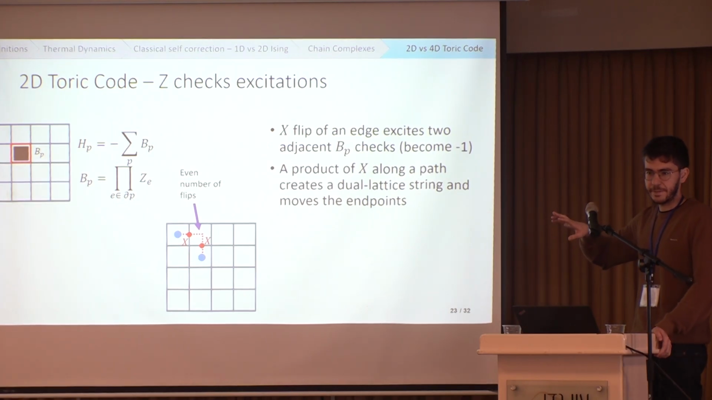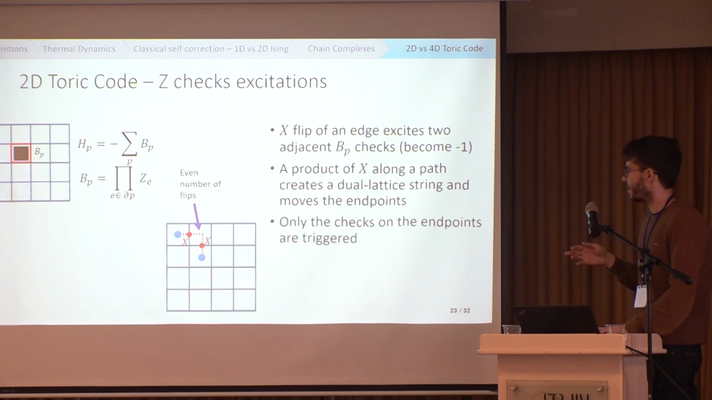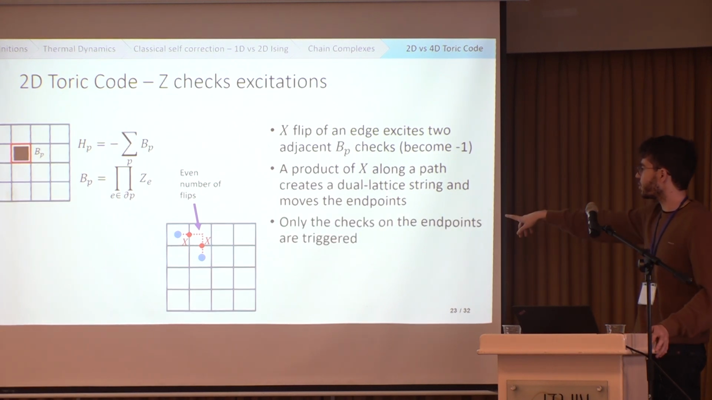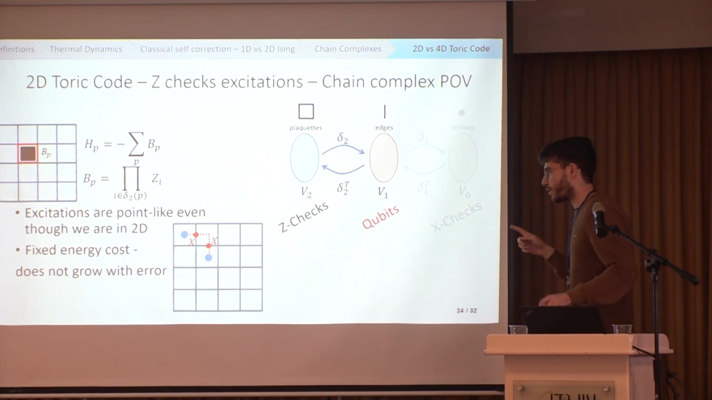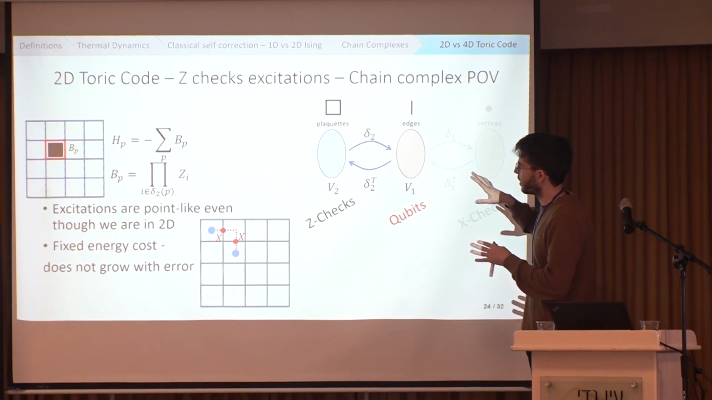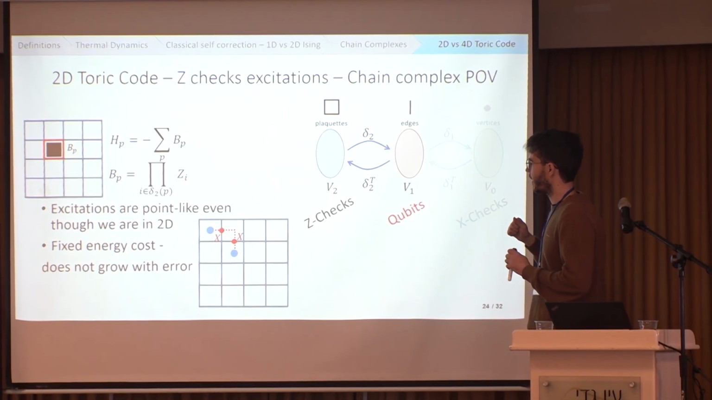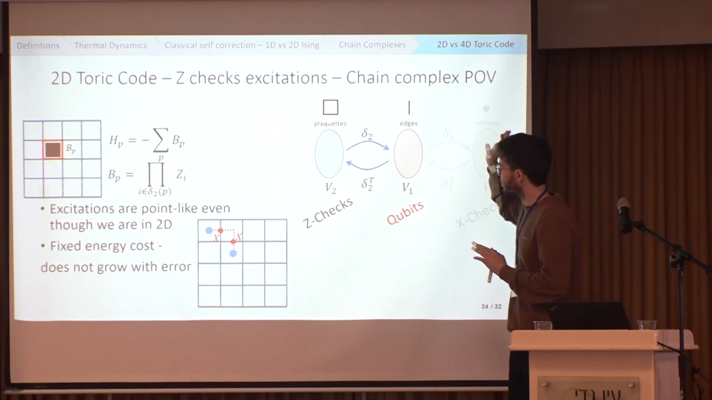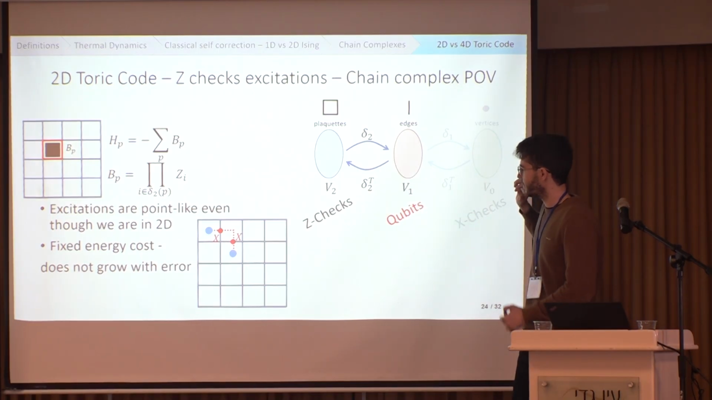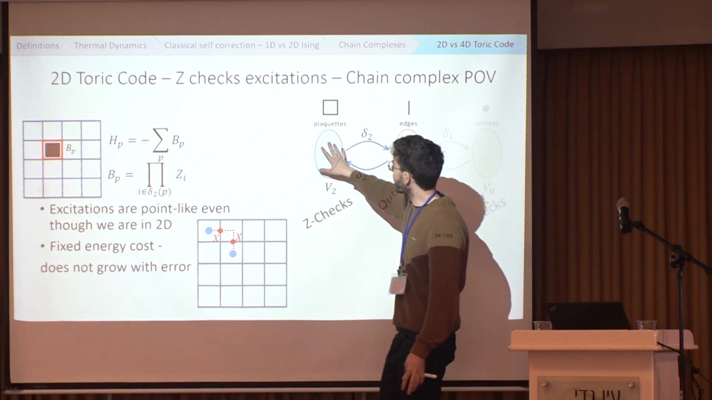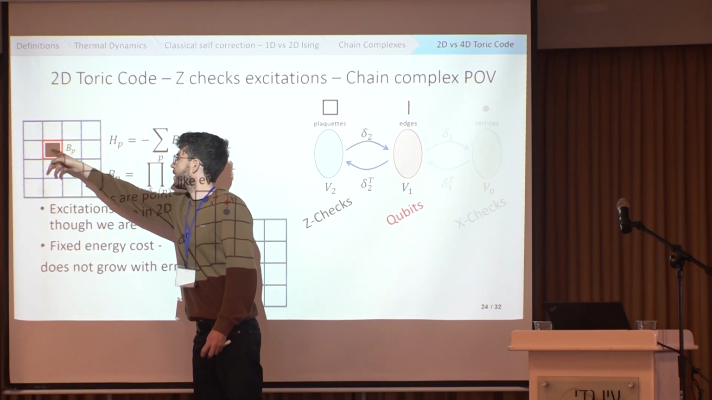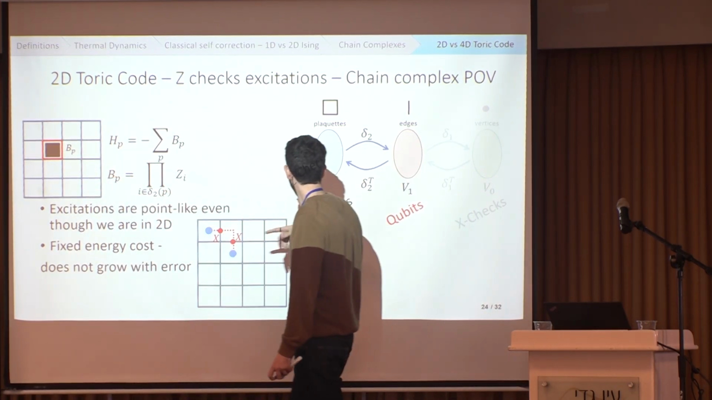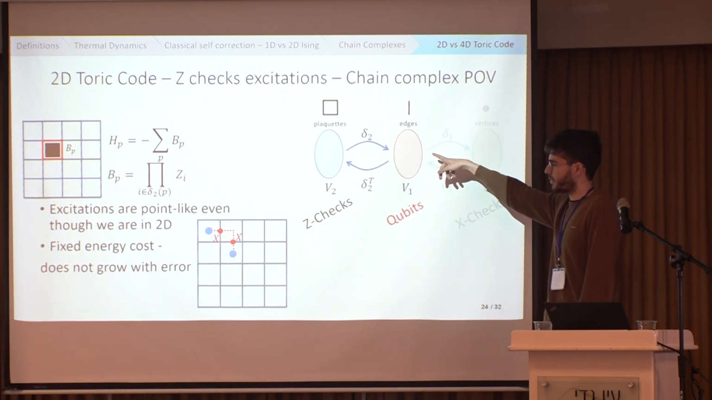Is that clear? Okay. So only the checks on the endpoints are triggered. Now we'll do the same procedure of the chain complex for this 2D toric code, and see that if we focus only on the Z-checks, we have the Z-check sitting on plaquettes, and it's a product of the qubits according to the delta 2 boundary.